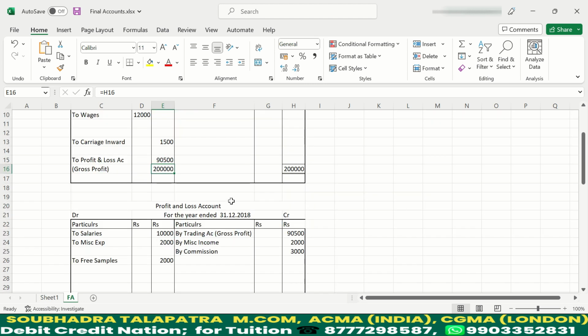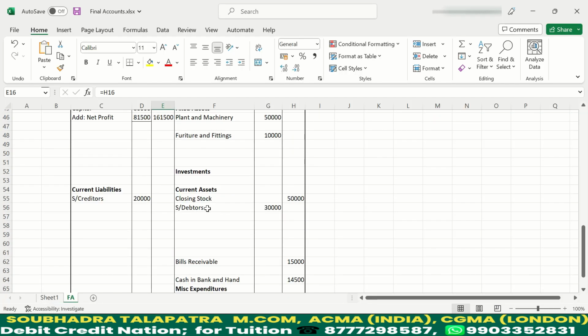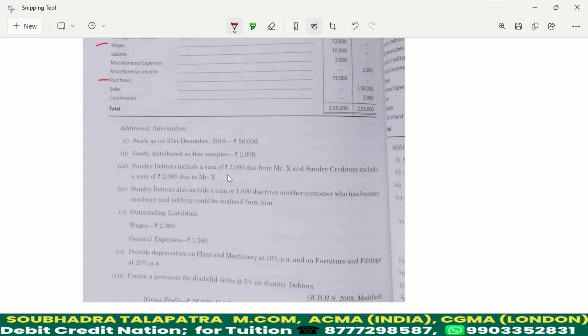Okay, all right. Next item I have, sundry debtors includes a sum of 3000 due from Mr. X and sundry creditors include a sum of rupees 2000 due to Mr. X. Let's understand this adjustment. That means from customers I need to collect 30,000 and there are some people who are about to collect 20,000 from me. So these are all my customers and these are all my suppliers, or creditors. Now there is Mr. X who appears both as a debtor and as a creditor.